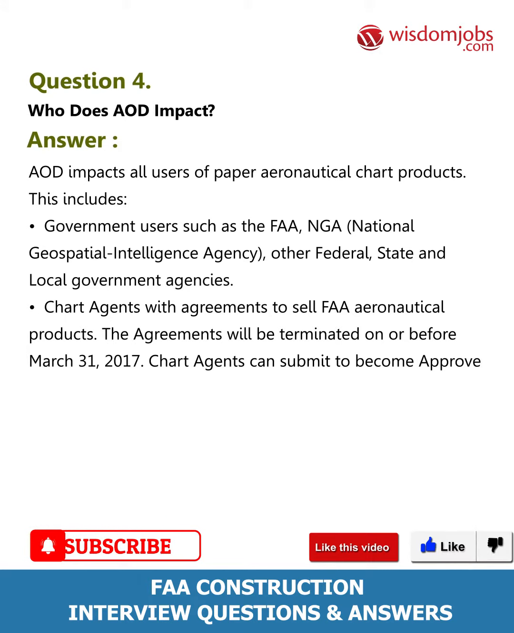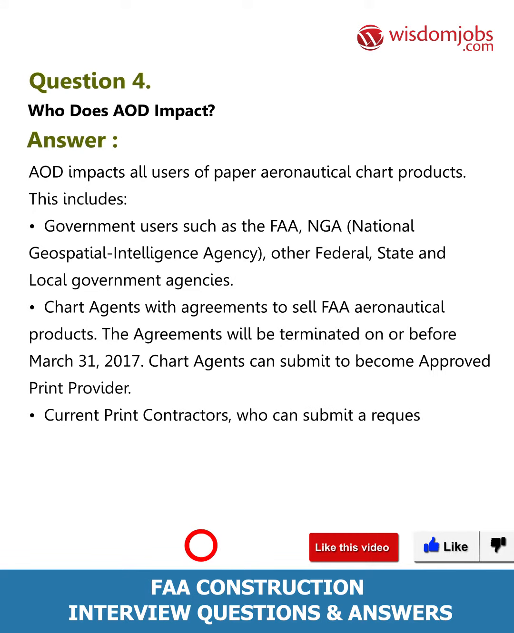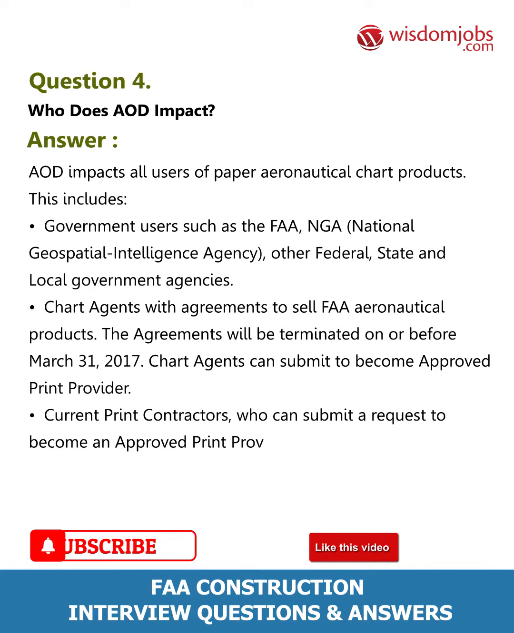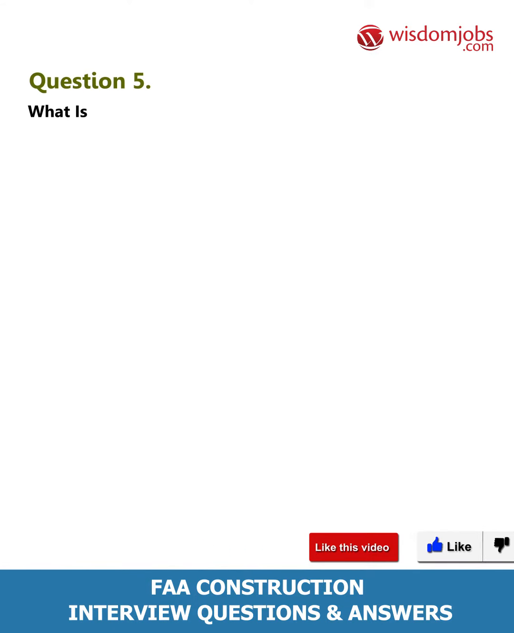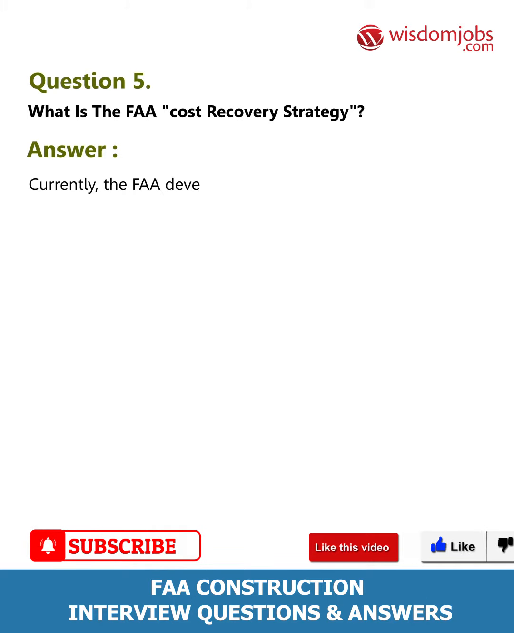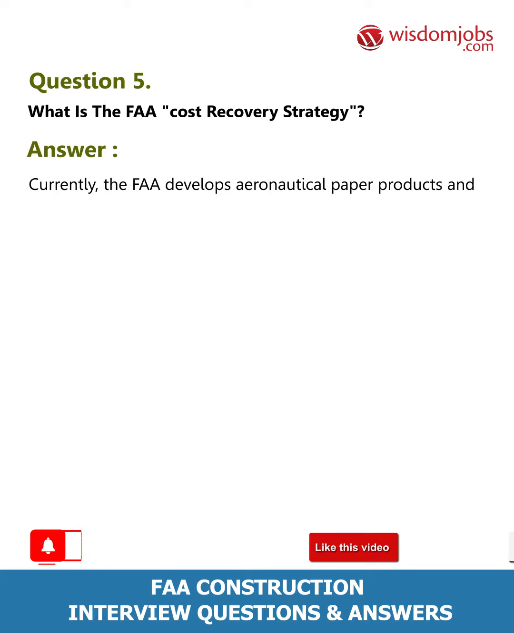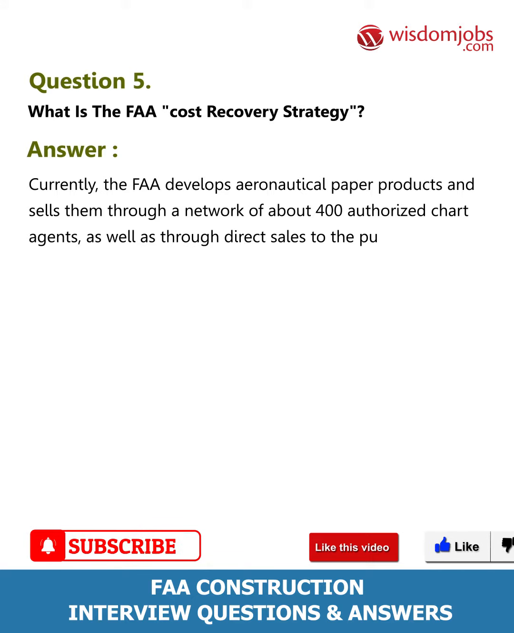Chart agents can submit to become approved print provider. Current print contractors can submit a request to become an approved print provider. Public users of paper aeronautical chart products. Question 5. What is the FAA Cost Recovery Strategy? Answer. Currently, the FAA develops aeronautical paper products and sells them through a network of about 400 authorized chart agents, as well as through direct sales to the public.